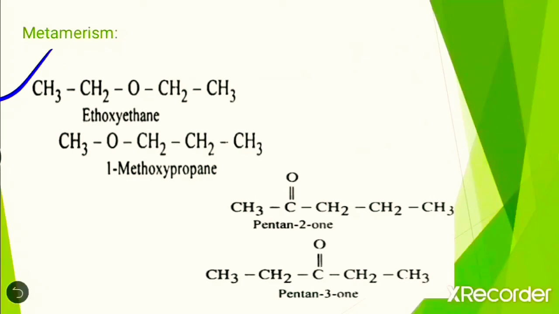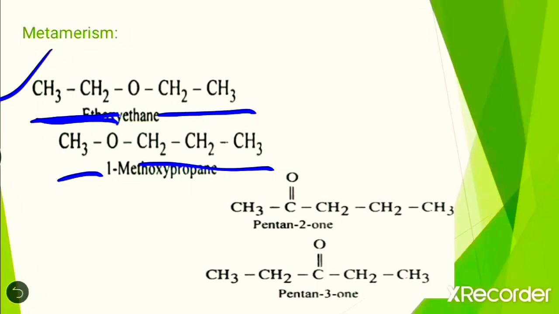In this example, the functional group, the bivalent atom, is oxygen. On either side of the bivalent oxygen over here there are 2 carbon atoms on both sides. But in the isomer of this, on one side we have 1 carbon atom and on the other side we have 3 carbon atoms. So these are isomers, and these isomers are known as metamers.